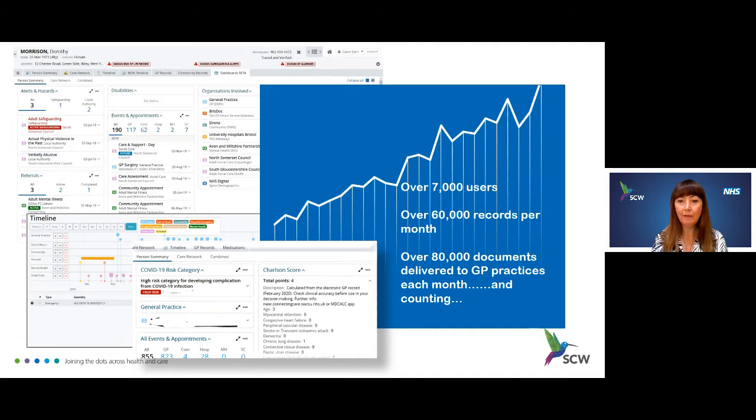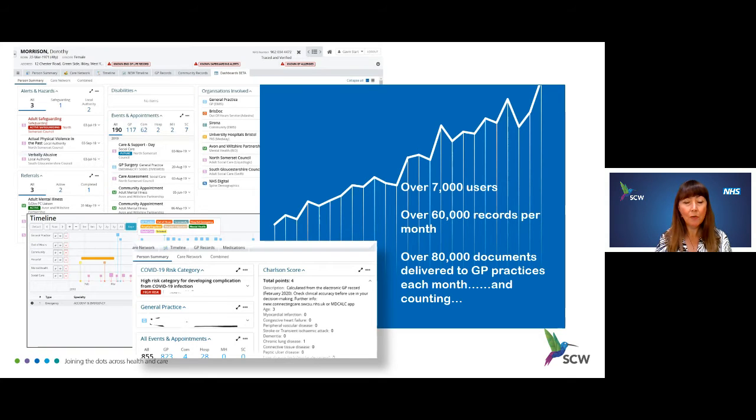And in terms of the Connecting Care user base, there are over 7,000 clinicians and social workers that are using the system, and upwards of 60,000 different patient records or individual records that are looked at every month. So that's over 60,000 people whose care is enhanced, hopefully, by the fact that information is being shared.